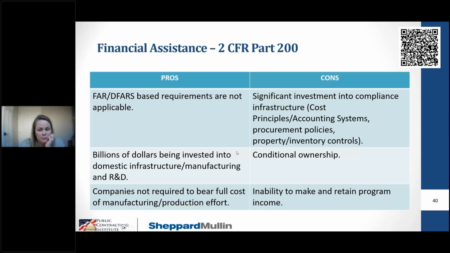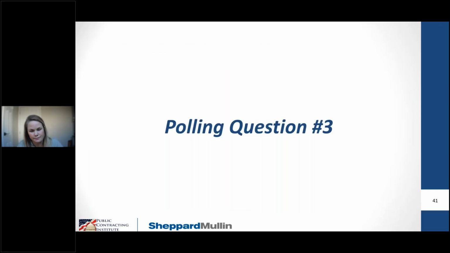All right, last polling question of the day. If we could get our third polling question up. Last polling question of the day. True or false? OTAs, CRADAs, and grants are similar because they can only be used for research and development.